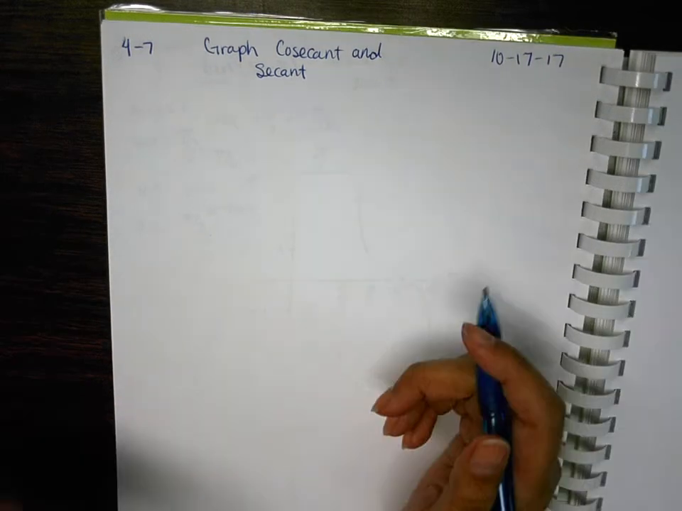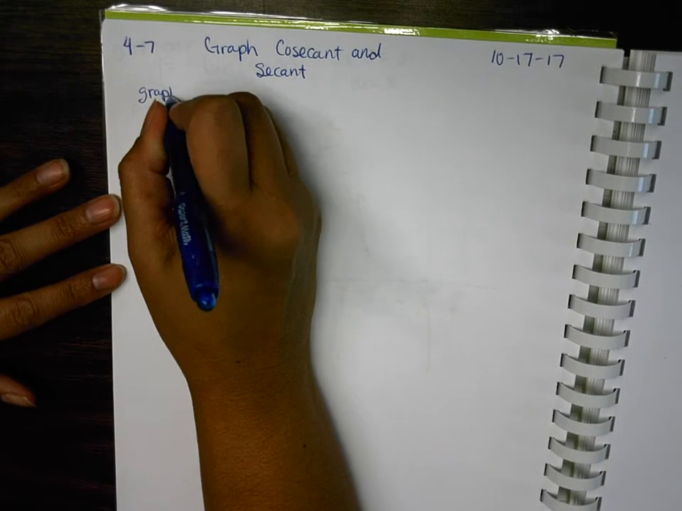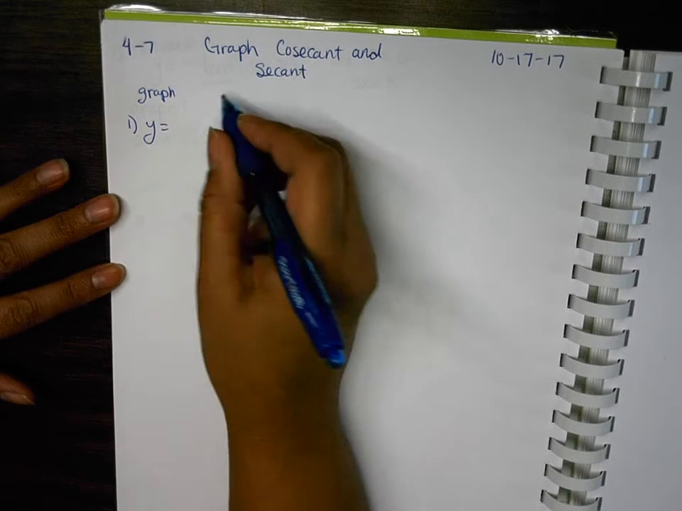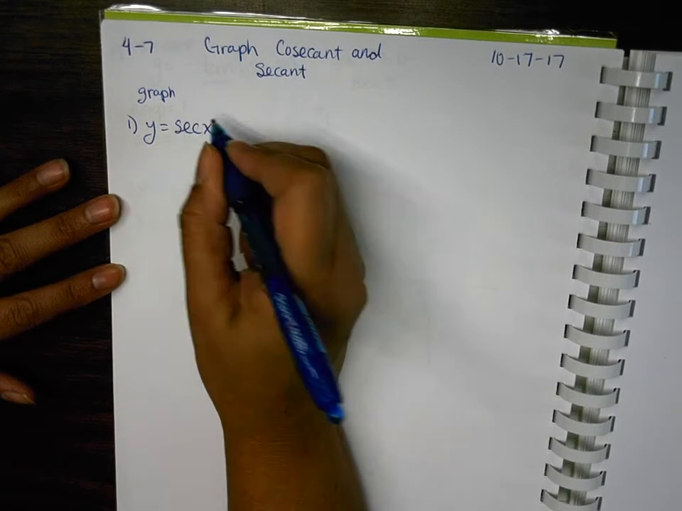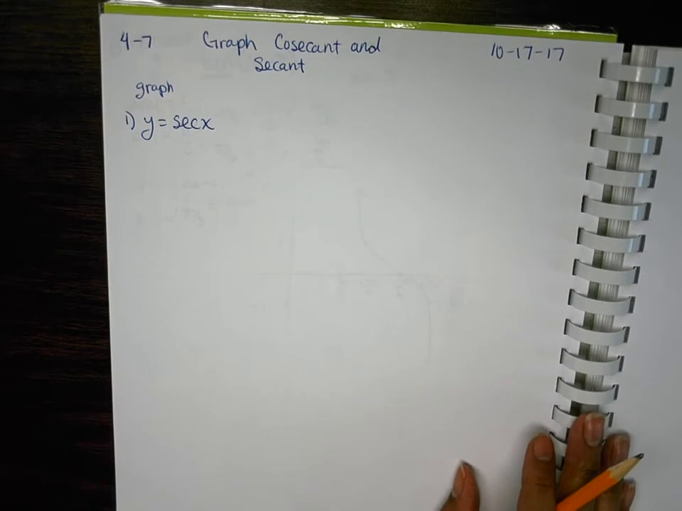All right, graphing cosecant and secant. We're going to get right into the problems. Graph number 1, y equals secant x. We're going to graph y equals secant of x.